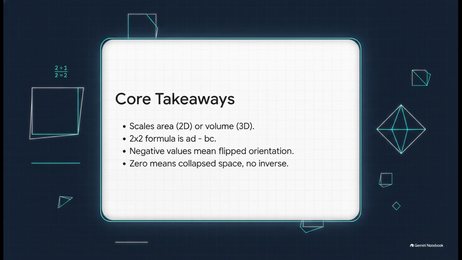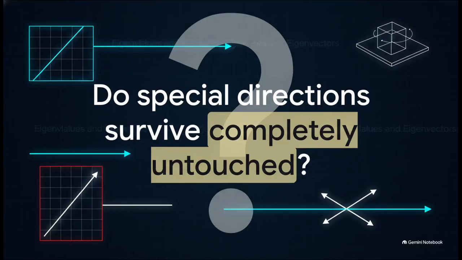Basically, this one single number tells you instantly if your transformation is safely reversible or if it just crushed your data into oblivion. So, we've seen how matrices stretch, flip, and squash space. But consider this. Even when a transformation perfectly preserves area, are there special, unique directions in space that survive completely untouched? Like directions that only get stretched or shrunk, but never actually bent away from their original path. Figuring out those untouched, unrotated directions is going to lead us right into our next explainer on eigenvalues and eigenvectors.